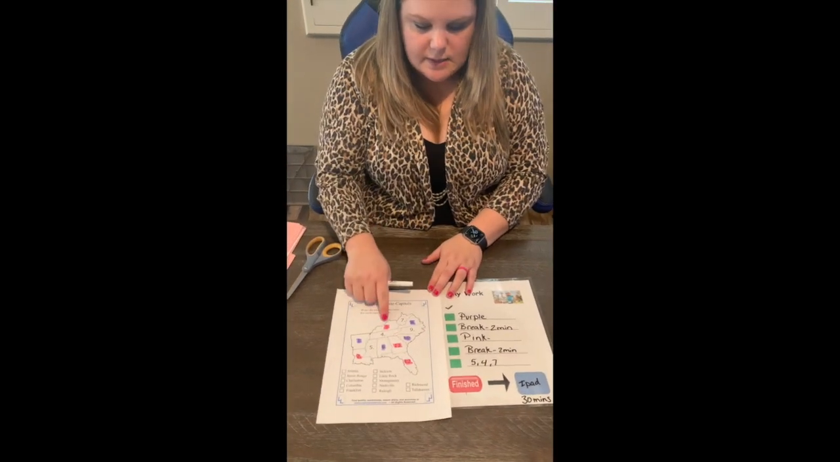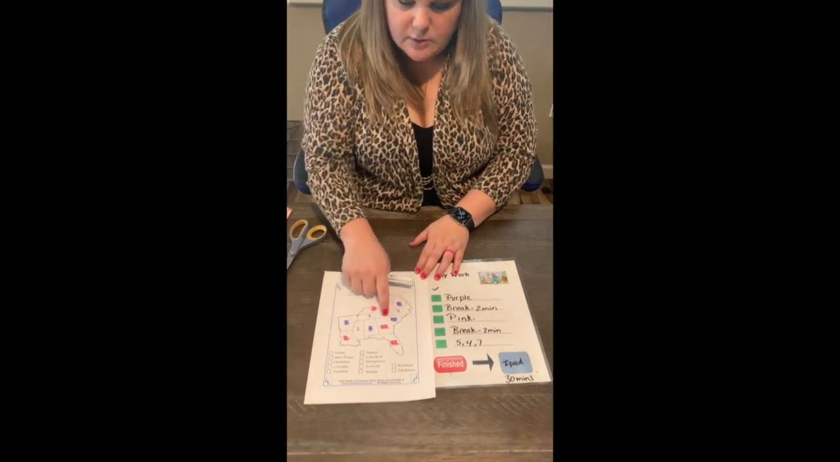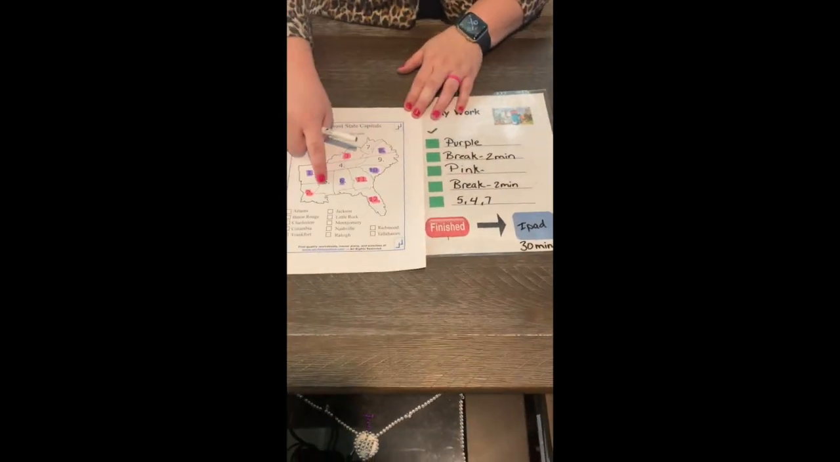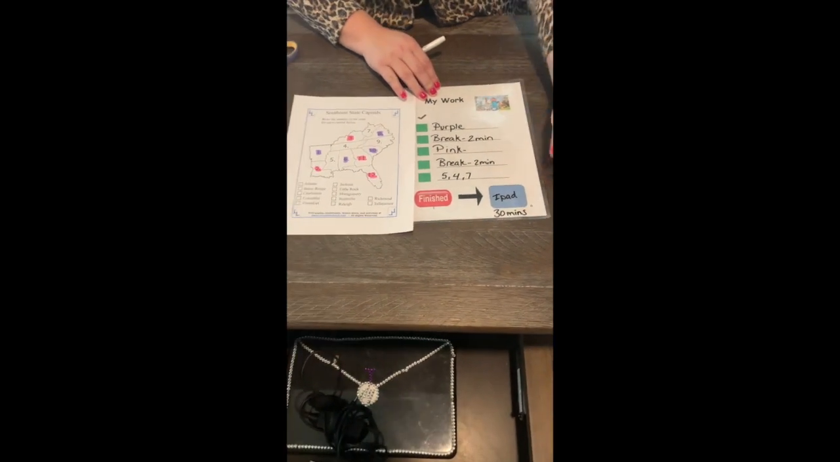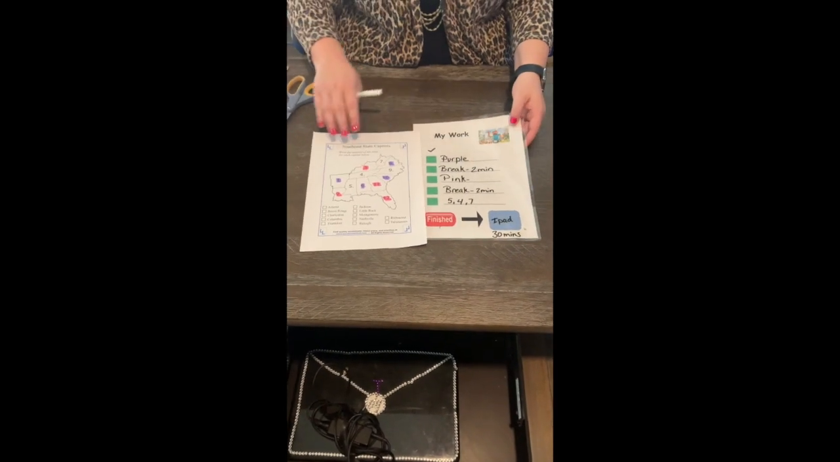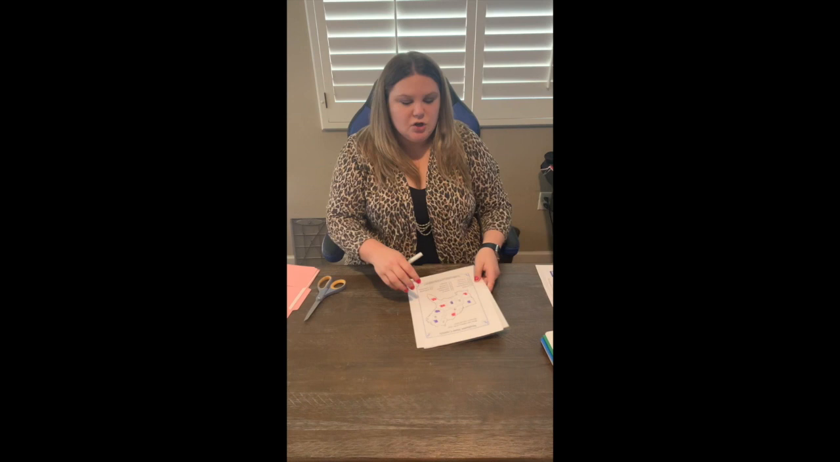So now you can see a different way. Do all the purple ones first, a break, do the pink ones, a break, and then do 5, 4, and 7, and you're finished with the whole assignment, and you can now have a 30-minute break. That is chunking one assignment into different parts, so that way it decreases that frustration, and maybe you might see a decrease in the behavior as well.